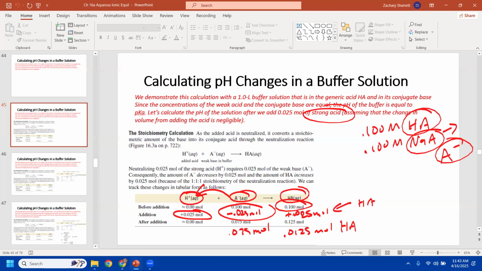How can we solve for the pH of this? Merve. Very good. We can use the Henderson-Hasselbalch equation.